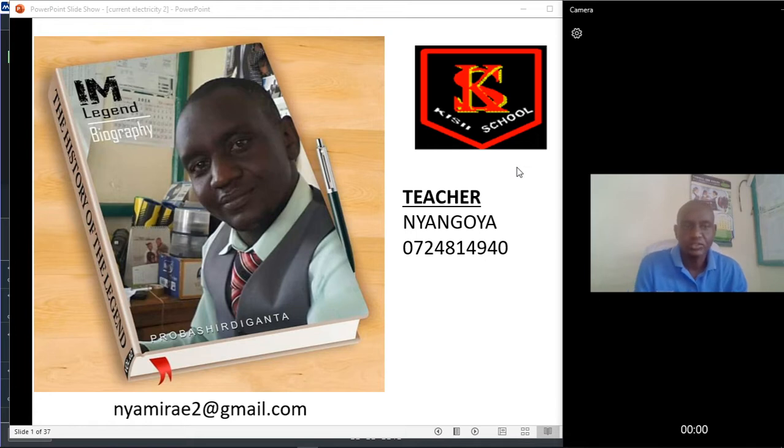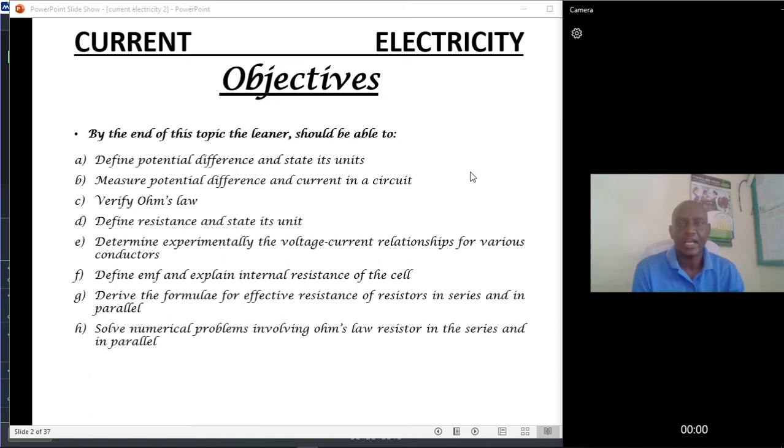As you sit down to listen, you need to have some writing material so that you can take points. We are in current electricity. The objectives of this topic are to define potential difference and state its SI unit, then measure the potential difference and current in a circuit.